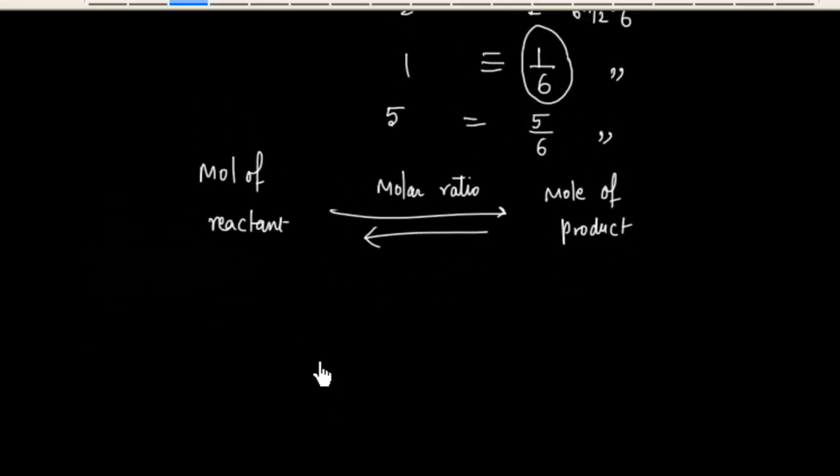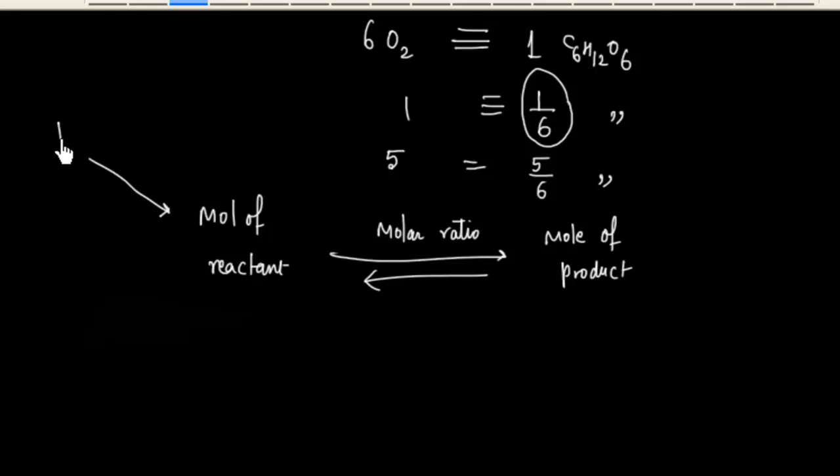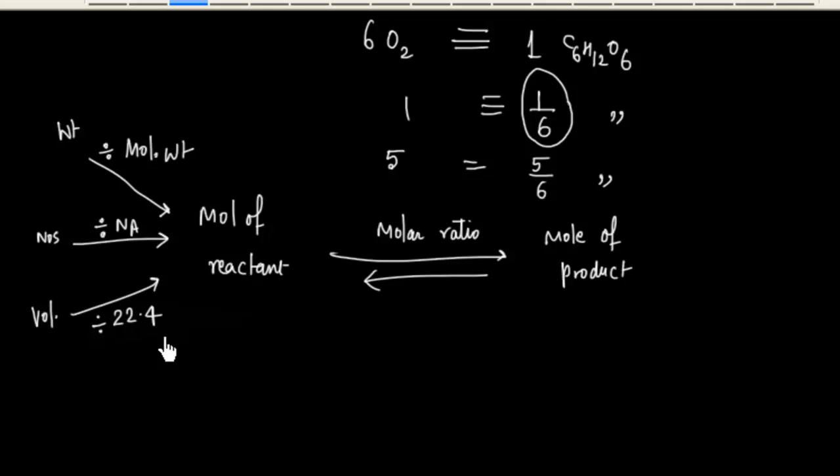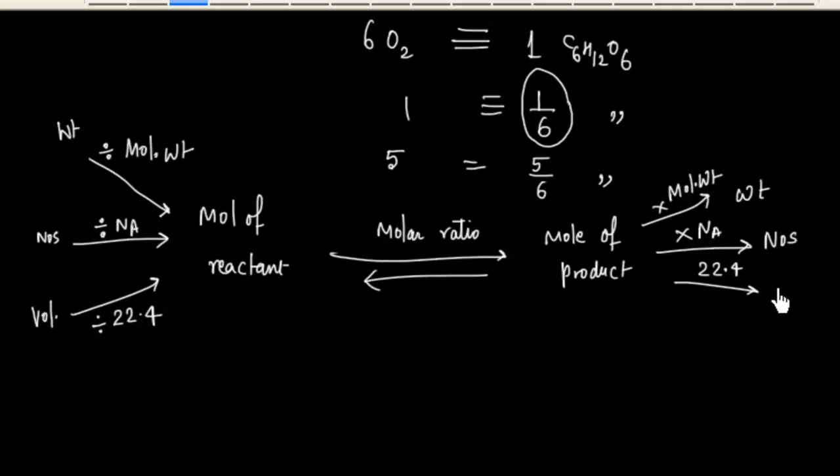Now there are many ways to give the moles of reactant. If I give you weight, you can divide by molecular weight to get the moles of reactant. If I give you numbers, you can divide by Avogadro number. If I give you volume, we can divide by 22.4. Similarly, if I have moles of product, we can multiply by molecular weight to get the weight of product, multiply by Avogadro number to get the number of particles of product, and multiply by 22.4 liters to get the volume of product for gaseous substances at STP.